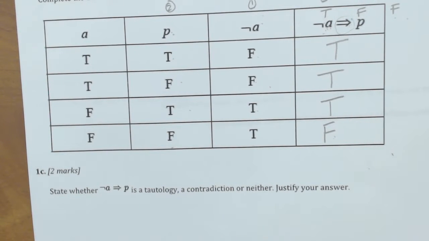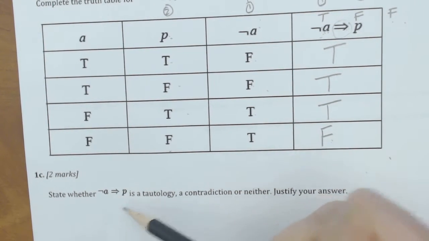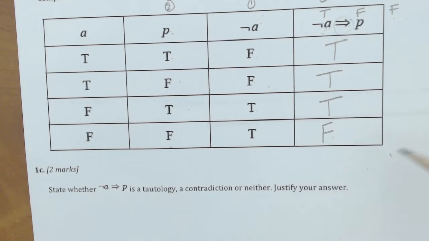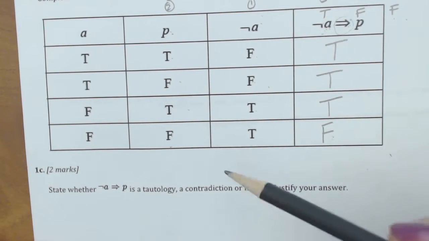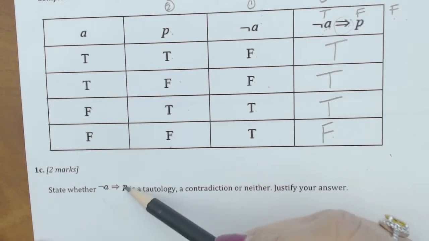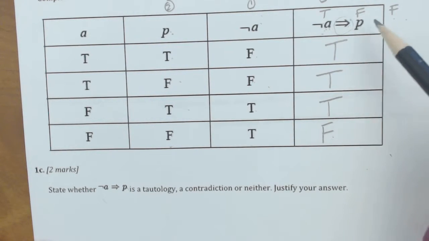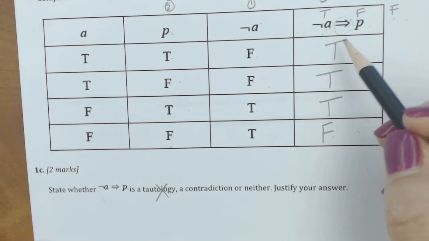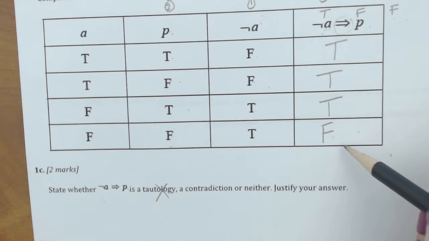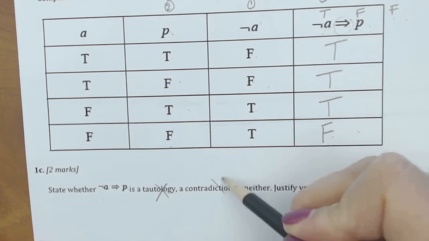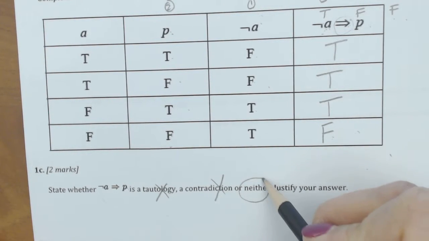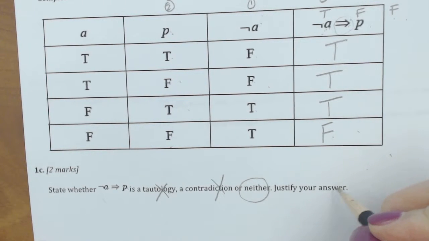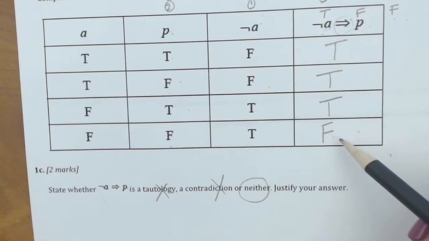Let's answer the question. 1C, state whether if not A, then P is a tautology, a contradiction, or neither. Justify your answer. For this one, we locate that last column. A tautology would be if these were all true, and they're not. We have a false, so it's not a tautology. A contradiction would be if that last column was all false. We don't have all false. That's out. So it's neither.